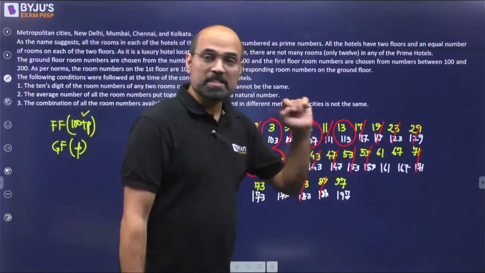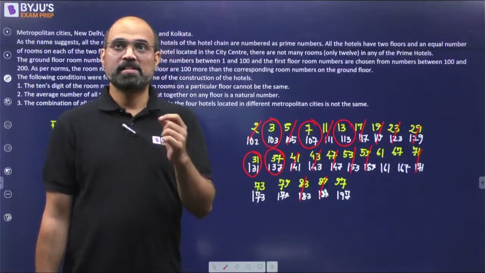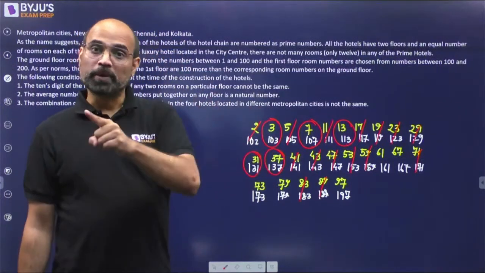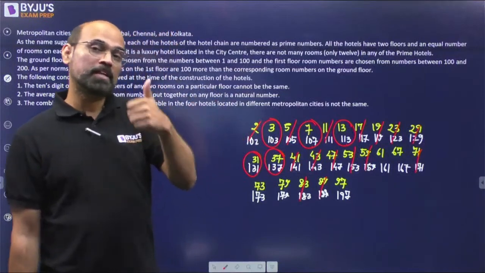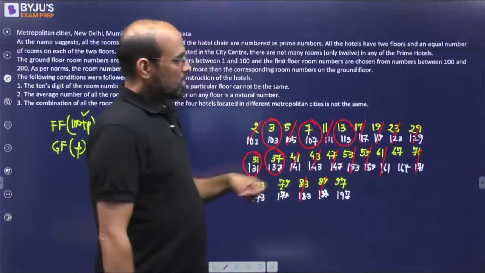Next we have is 161. Is it divisible by 2? No. 3? No. 5? No. Is it divisible by 7? 161 will become 140 plus 21. 147 ka multiple hai. 21 is also a multiple of 7. So, ye bhi eliminate.